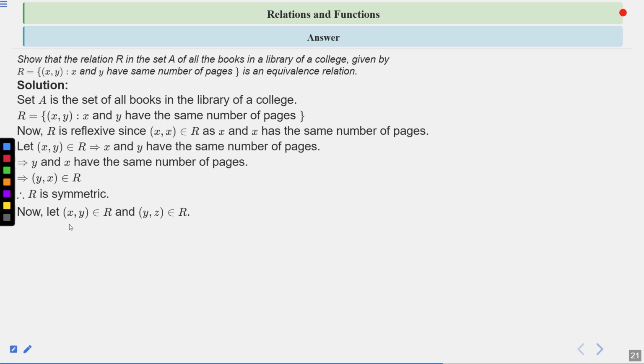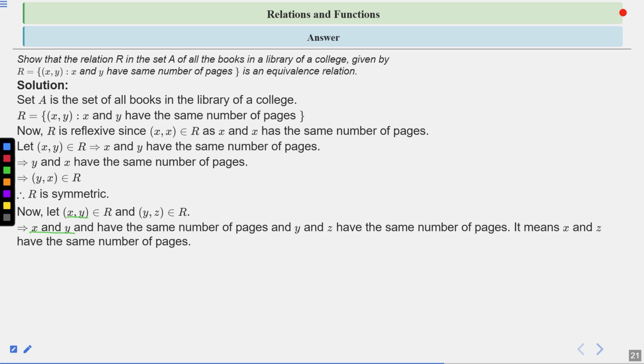Now for transitivity, starting with two pairs (X, Y) belongs to R and (Y, Z) belongs to R. From the first pair (X, Y), both books have the same number of pages, and from the second, Y and Z have the same number of pages, and this gives me X and Z have the same number of pages. Why? Because Y has the same number of pages as X, and Y also has the same number of pages as Z. So this can only happen when X and Z have the same number of pages. So this pair (X, Z) also belongs to R. Therefore, R is transitive.